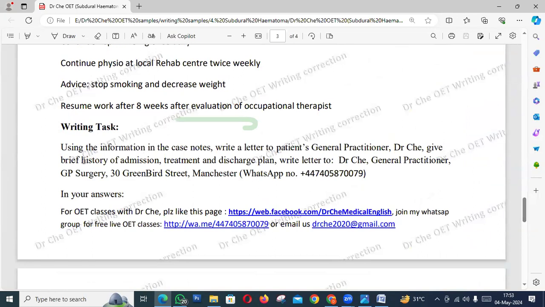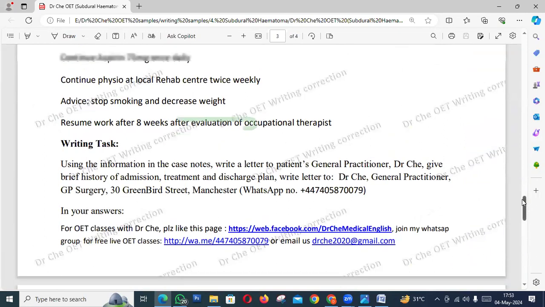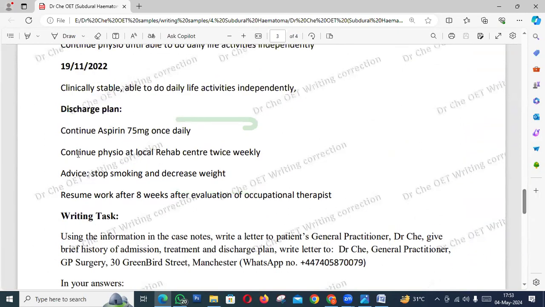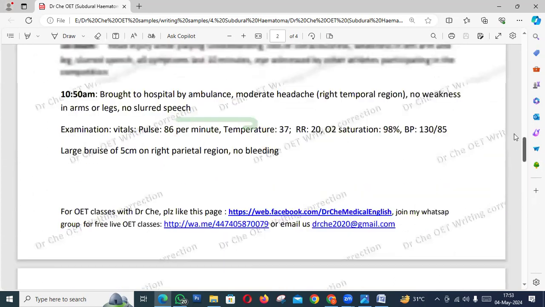Okay. Brief history of admission, treatment, discharge plan, write a letter to this doctor. So continue physiotherapy, aspirin, advice, okay. So what do you think we need from the reader? Further care. Ongoing assessment and management.